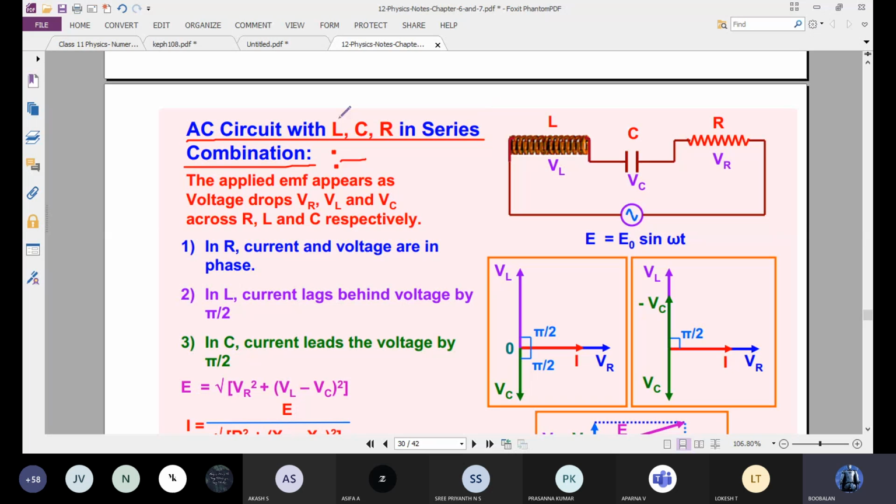Listen. L is the inductor, C is the capacitor, and R is the resistor. All three are connected in series with one AC source. The EMF value is equal to E naught sin omega t. Okay. Now we need to find the I value.